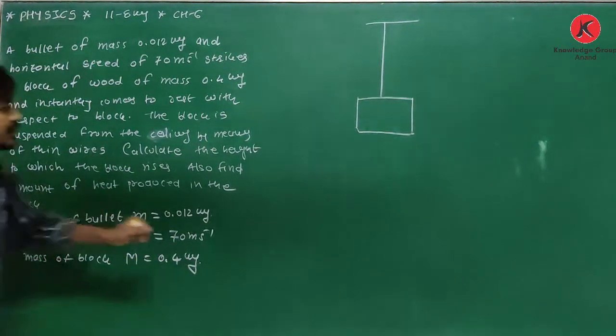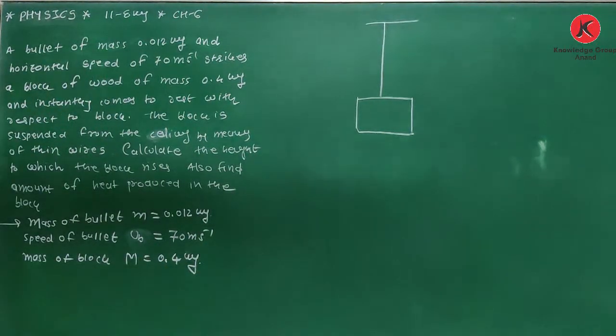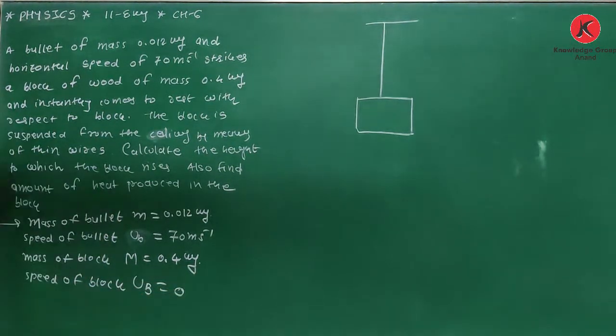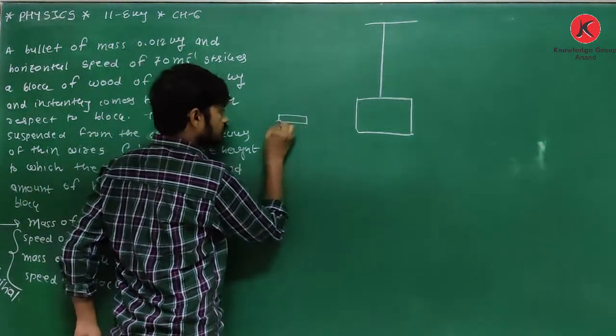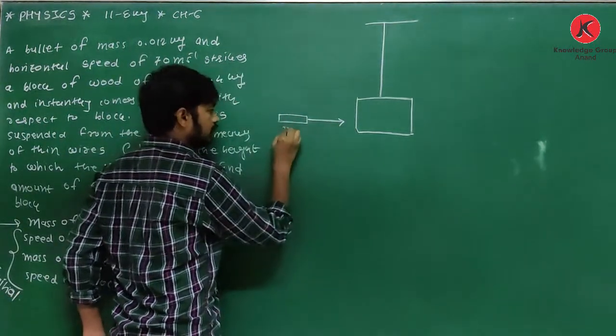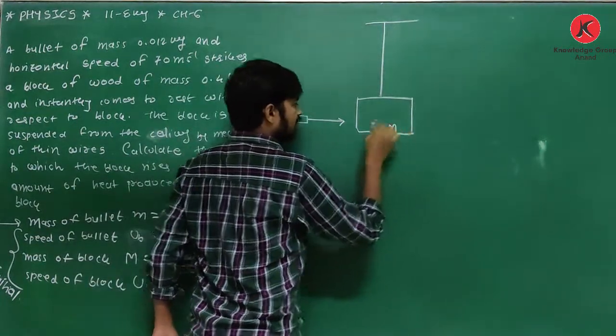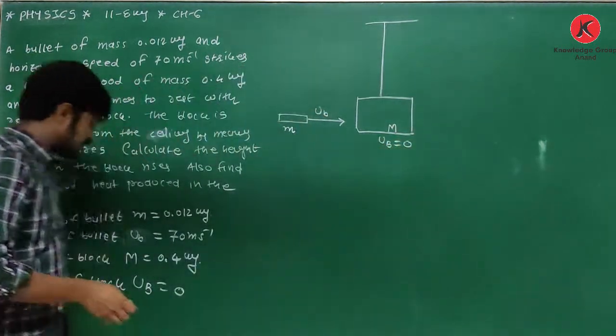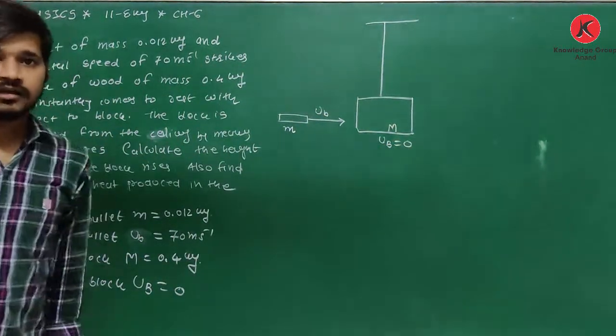It is suspended, which means initially it is at rest. So what is the speed of the block? Initial speed of block, that is uB, is equal to 0. It is the initial condition. A bullet of mass 0.012 kg and horizontal speed means it is moving in this direction. Its mass is m, the block has mass capital M, and its speed u of block is 0. Clear about this data?